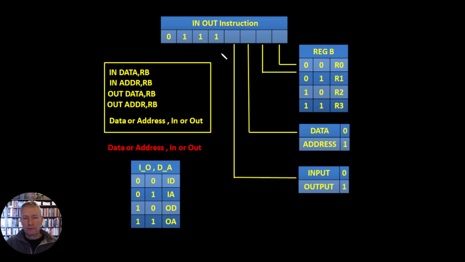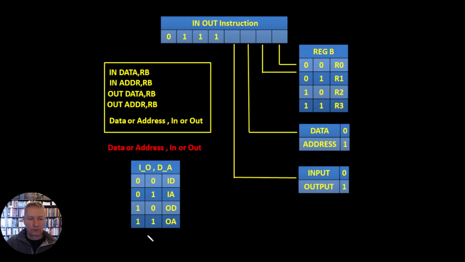So you can see here the rest of the instruction. This bit here controls whether it's an input or output, so that's a 0 for output and 1 for input. And this controls whether it's a data or address, so data 0 and address 1. And these two bits control which register we get the address or data from.